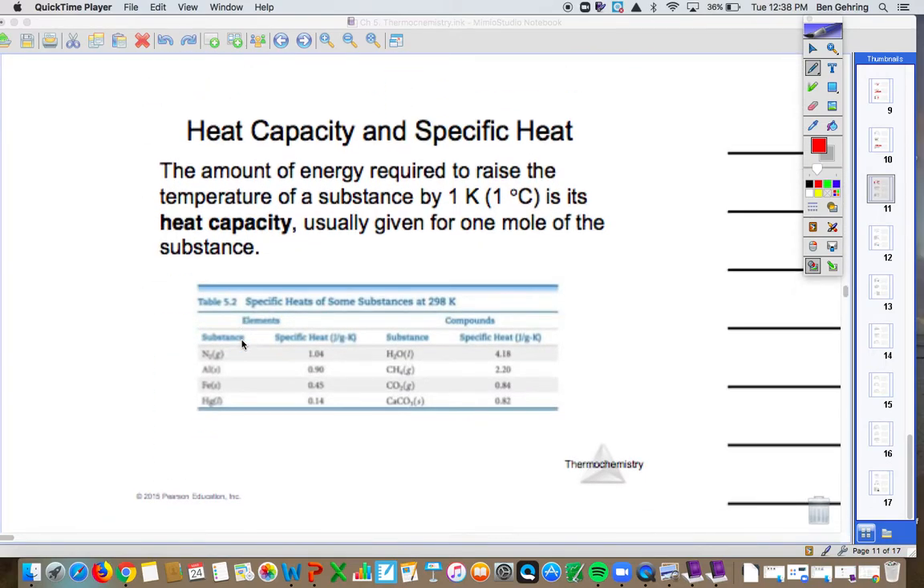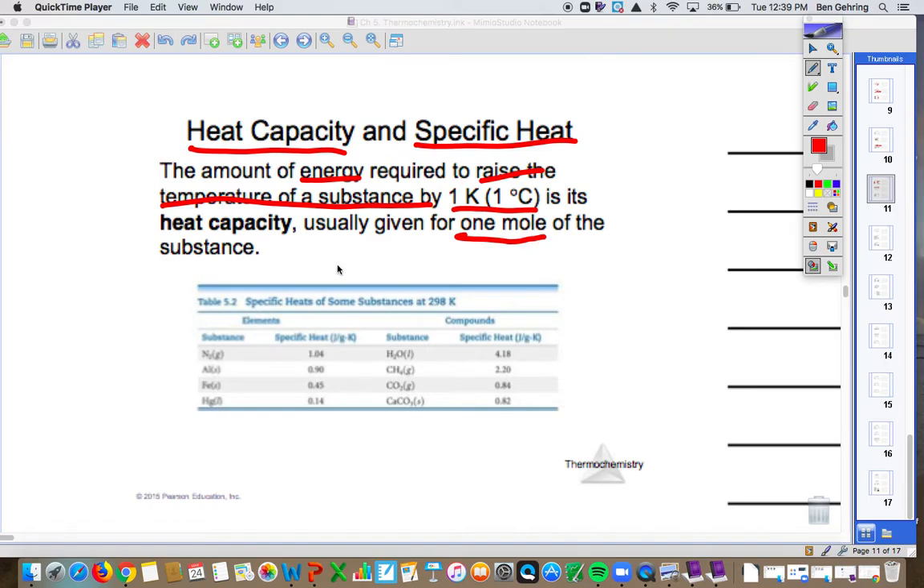To do calorimetry, we need to know a couple of things. One is that we have to be familiar with the terms heat capacity and specific heat. These are two different things. They're very close, but they are different. Heat capacity is the amount of energy required to raise the temperature of a substance by 1 Kelvin or 1 degree Celsius. Typically we give this for 1 mole of substance, but heat capacity can be for any amount of substance that you have.